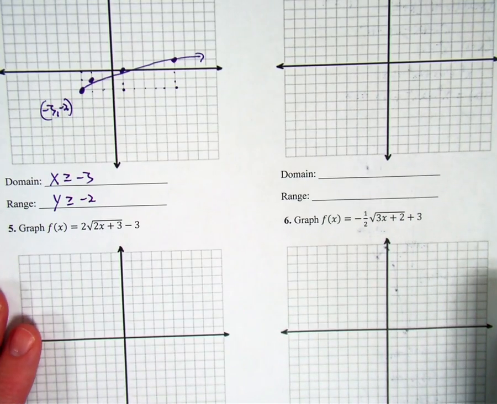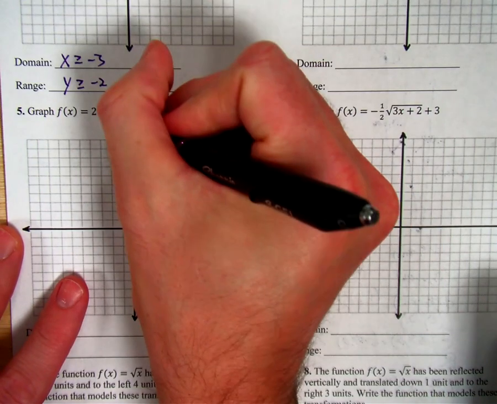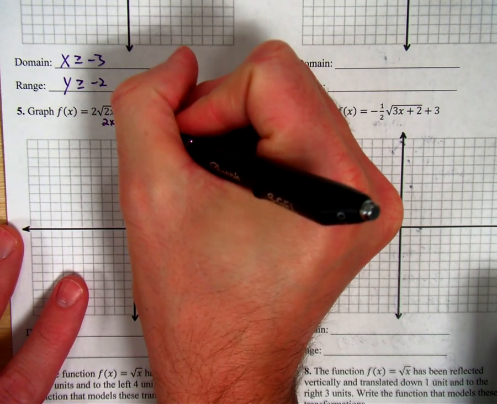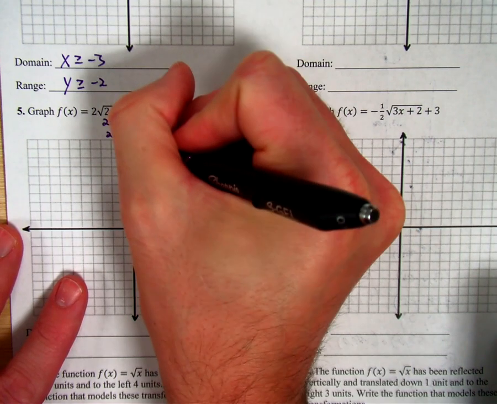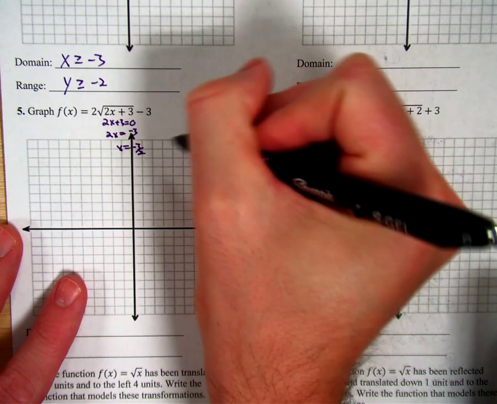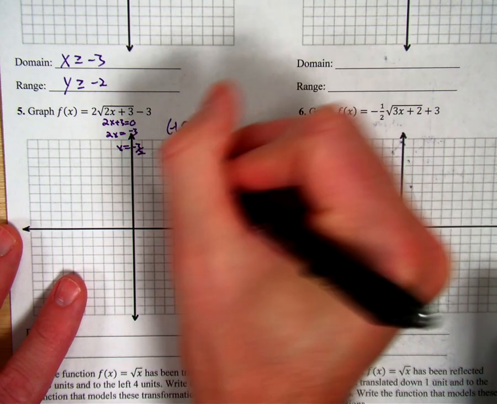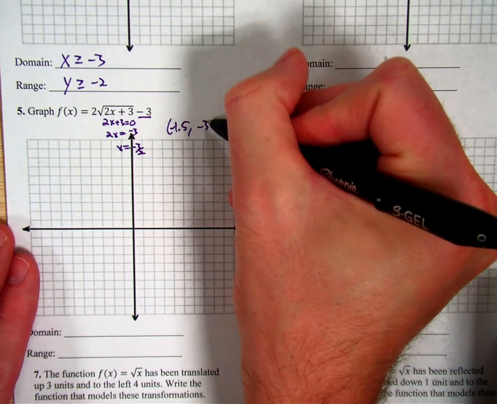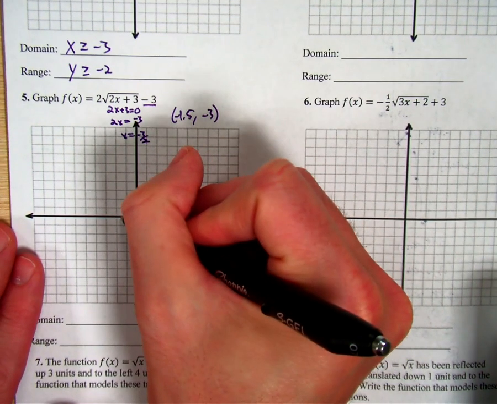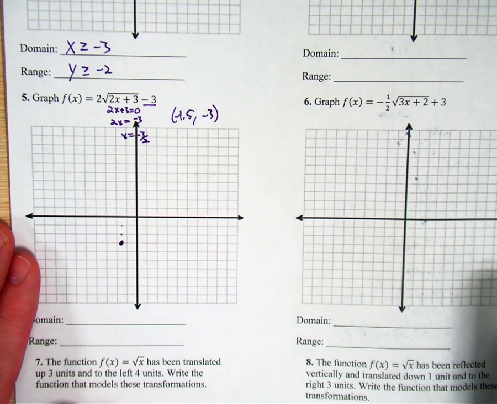Multiplier on the inside. This is pretty new. We're going to take the inside and set it equal to 0. x equals -3/2. That's going to be the x-coordinate of our start: -1.5 or -3/2. And then the y-coordinate is still that -3. So we're at (-1.5, -3). That's where we're starting.